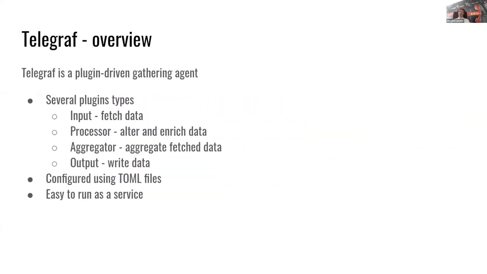So let's start with Telegraf. As I said earlier, Telegraf is a data gathering agent, but it is a plugin-driven data gathering agent. So you actually have several plugin types at your disposal. You have input plugins, which are used to fetch the data from the different data sources. Then you have the processor plugins, which are used to edit and apply transformations on your data. You have the aggregator plugins, which, as the name suggests, just aggregate the data you're gathering, and the output plugins, which are used to write the data somewhere else. Telegraf is configured using external TOML files, and it's extremely easy to run as a service, even on Windows.